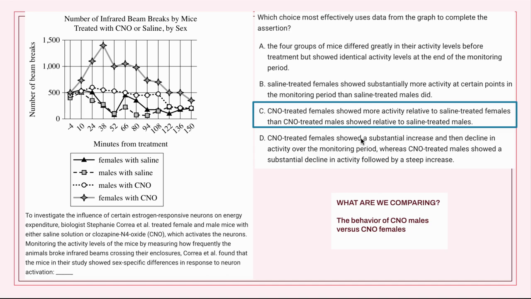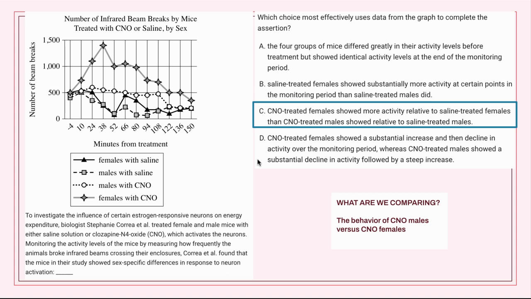But D is actually wrong because the CNO females do show a substantial increase and then decrease. So that part is correct. But the males with CNO, again, this circle bar, it says they showed a substantial decline and then a steep increase. But if you look here, it just kind of keeps going down. There is no really big increase like there is for the females with CNO. It's just sort of the same, and then it keeps going down. So there is no steep increase anywhere. It just kind of slowly is going down. And there is sort of a steep decrease here, but there is no steep increase.